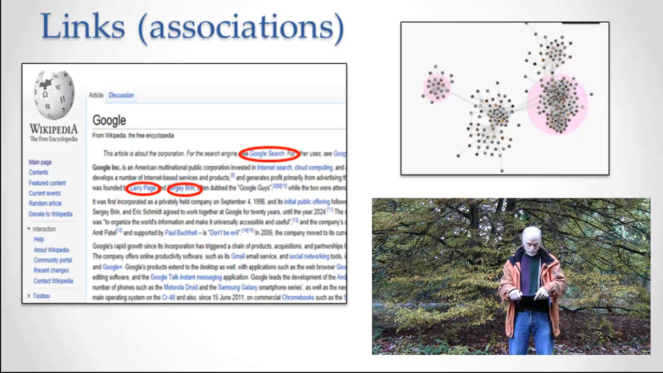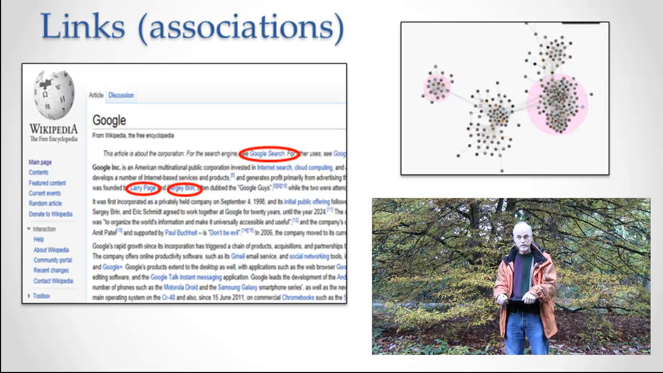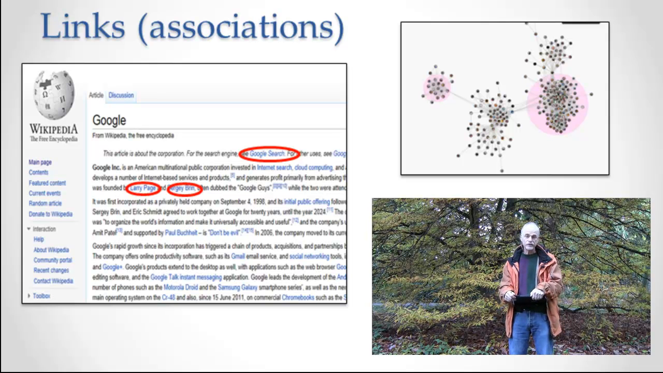Okay, so let's move now to links. And links are also called associations, and the reason is because they associate one piece of information with another. You see on the page here a typical Wikipedia page, and it happens to be the page on Google. And of course, this is where things get very familiar, but I want to take these familiar things and make them just a little strange to you.